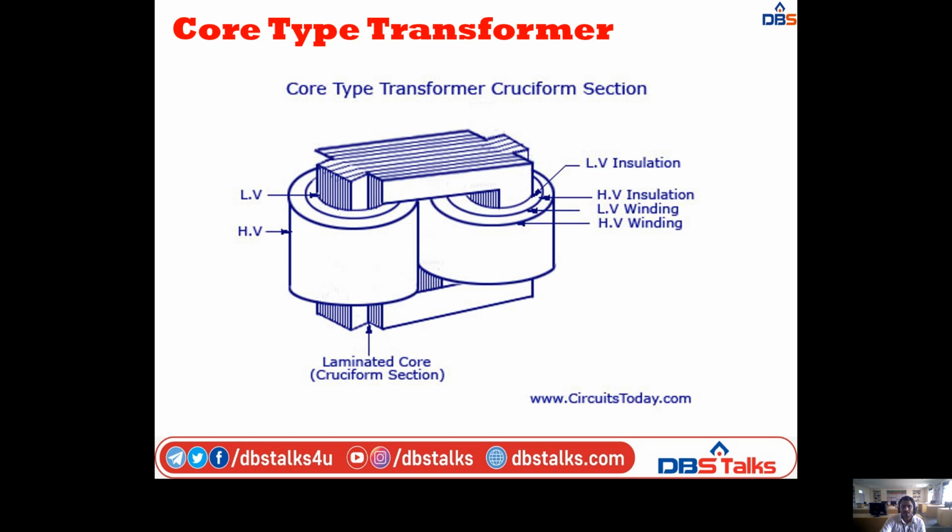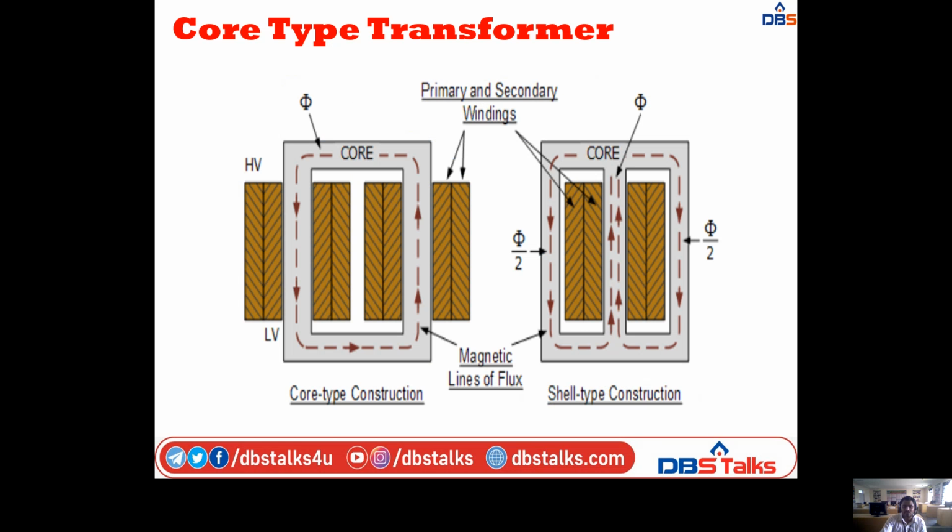Next, this is also one type of diagram to explain the core type and shell type construction. If you observe this diagram, the core is in rectangular shape. On the primary side, on the left side and the right side, we have rectangular coils with hatches, that means crossed lines, and in the magnetic core we have some dotted lines. These are the magnetic flux lines.